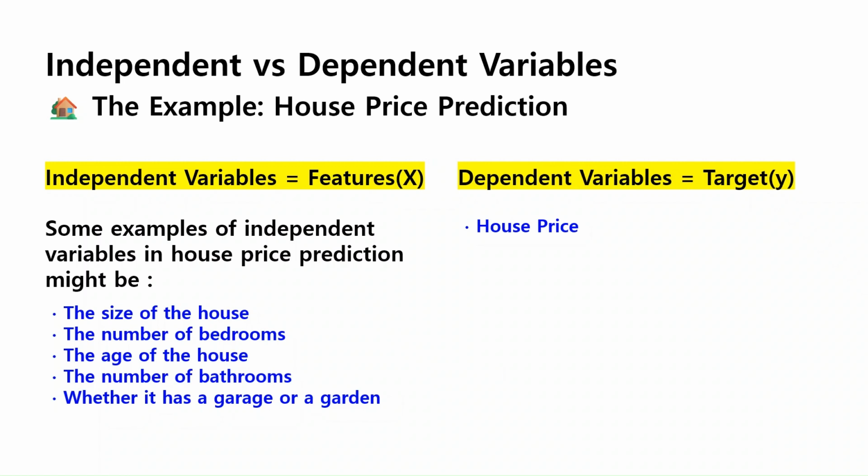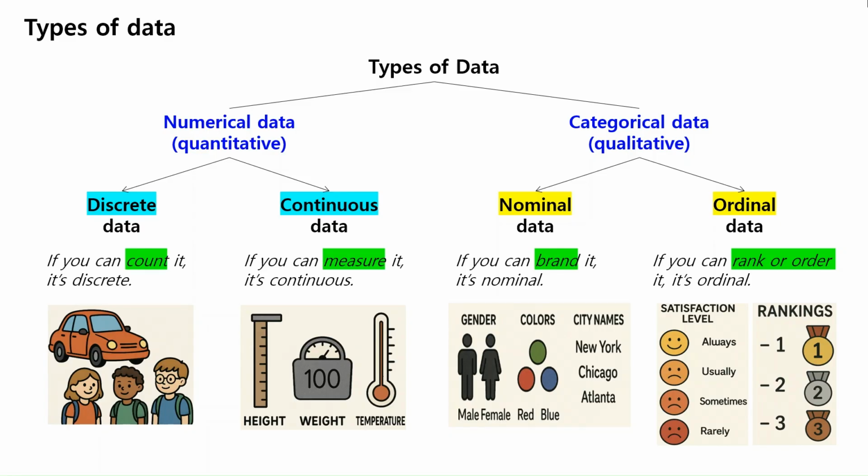To summarize, the inputs, X, are independent variables. They explain or influence the outcome. The output, Y, is the dependent variable. It depends on the inputs. Let's look at this page. In machine learning, the type of target or output variable, also called Y, helps us decide whether we're doing regression or classification.